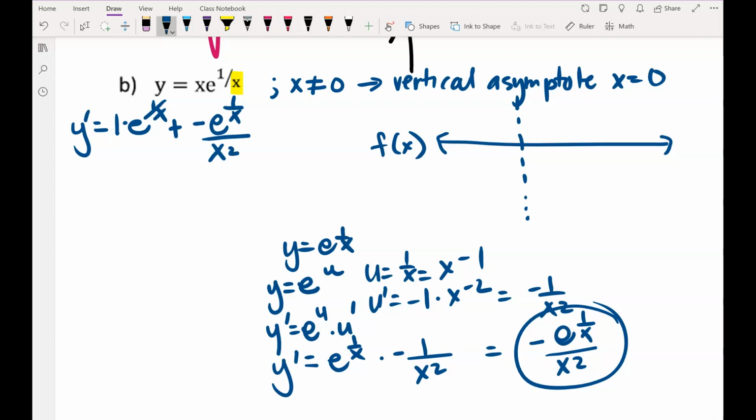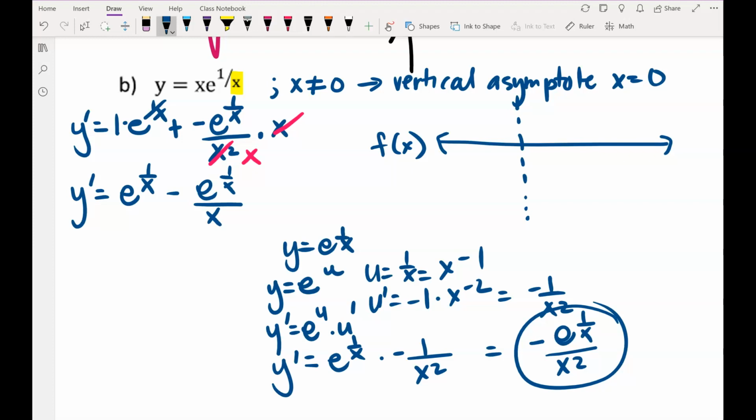Divided by x squared, not times. And then I still have multiplied by u, so that's x left. From here, you can see that I can reduce one of these. So now I have just one x in the denominator. So y prime equals e to the 1 over x minus e to the 1 over x all over x.